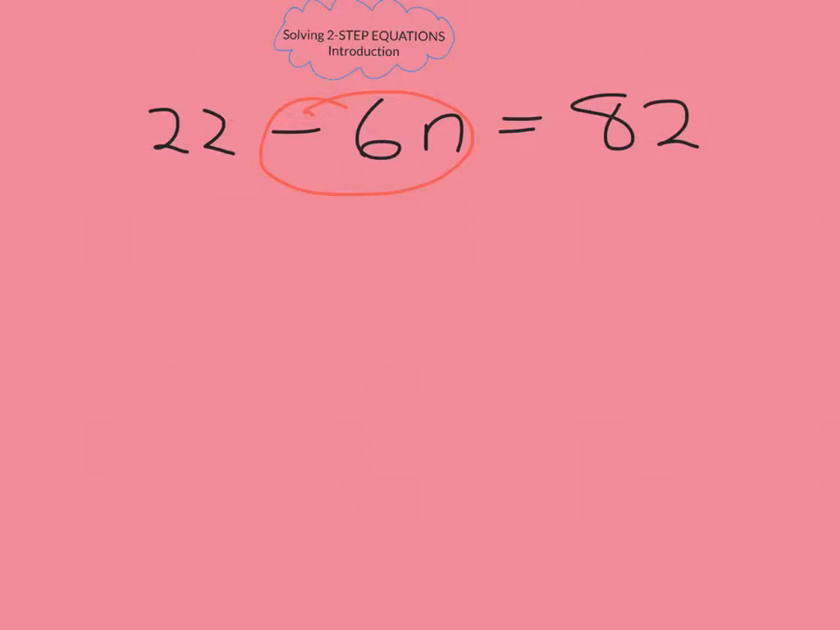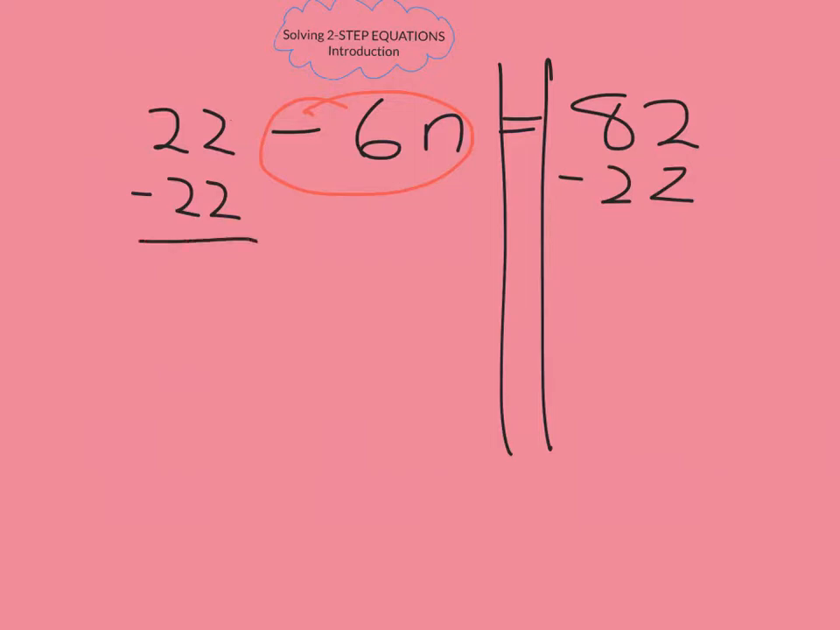Everything around the variable, I can add or subtract away. So I'm going to actually subtract 22 from this side and subtract 22 from this side. And let me make my little tracks too. So now, this goes away, poof. I can bring my negative 6n down. So negative 6n equals 82 minus 22, which would be 60.